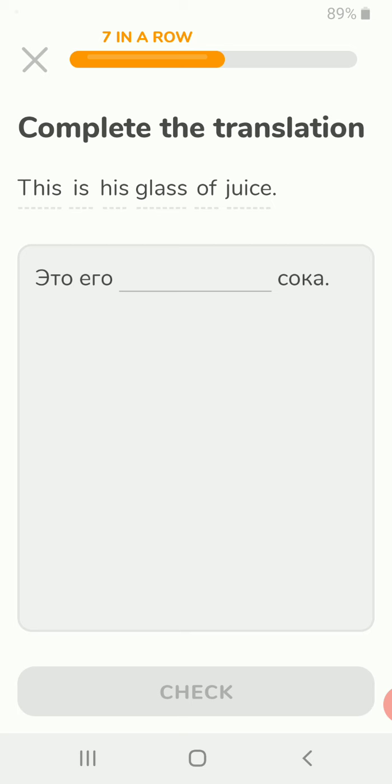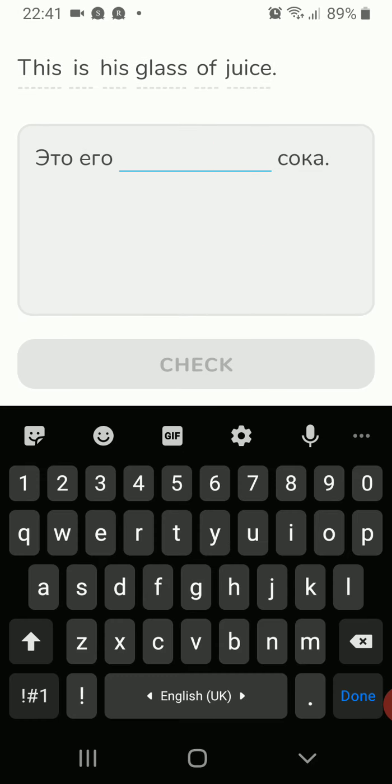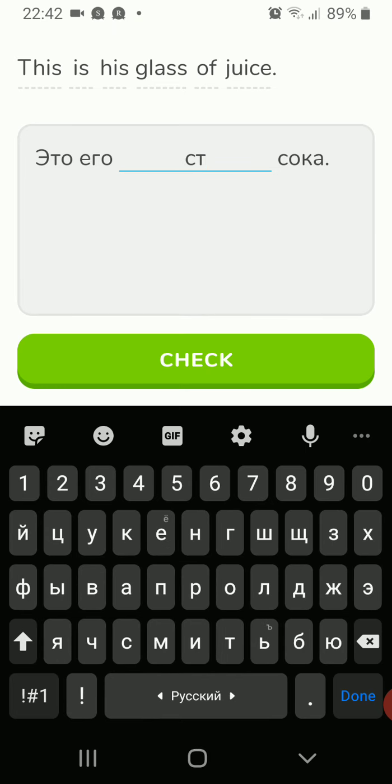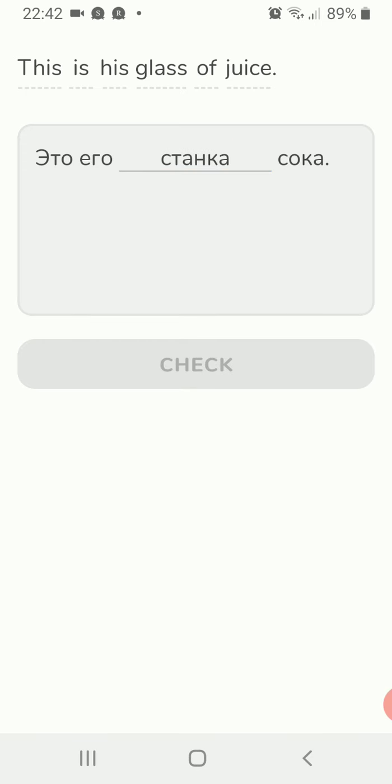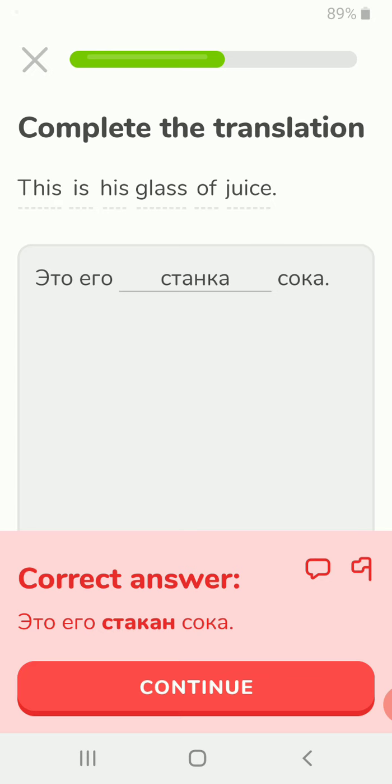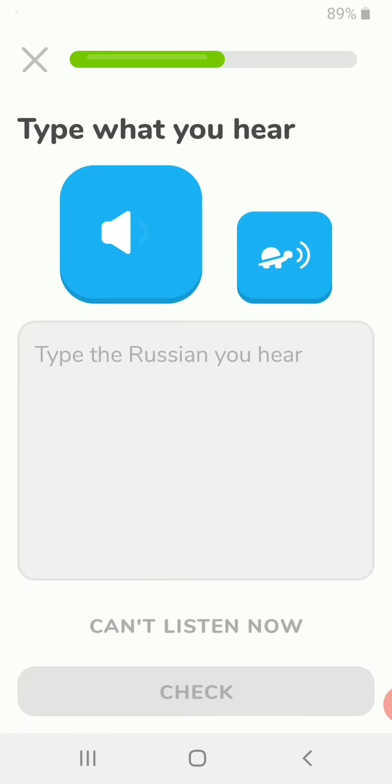Yes, and this is his glass of juice. Это его, but I think you say его. Juice, it's sok, but partitive, you know, partitive, it's kind of, I'm not sure, I have to check what it is exactly. It's a case. Это его станка. Стакан. It's not. Это его стакан, сока.